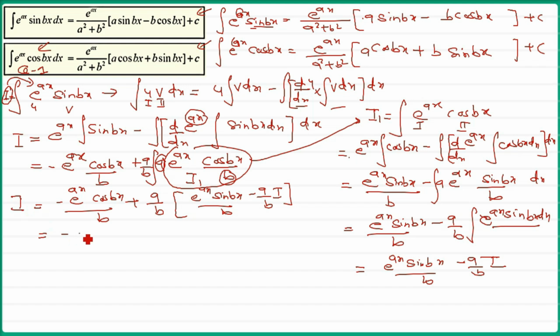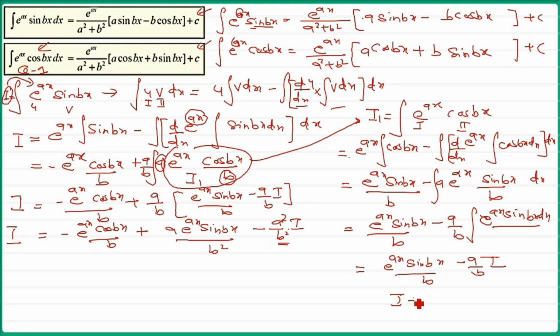So let me write this again, e raise ax cos bx divided by b. Now multiplying a by b inside. So this will be a e raise ax sin bx, and this b and b will become b square. Now the second term will be multiplied, a by b into a by b will be a square by b square, I, and I remains here on the left. Now I am taking this, the rightmost thing, to the left hand side. So when I take this on the left hand side, it will be I plus a square by b square into I.